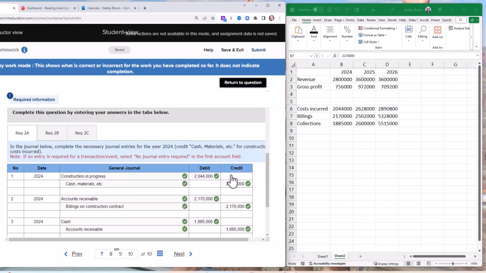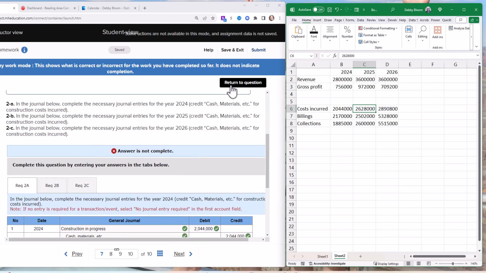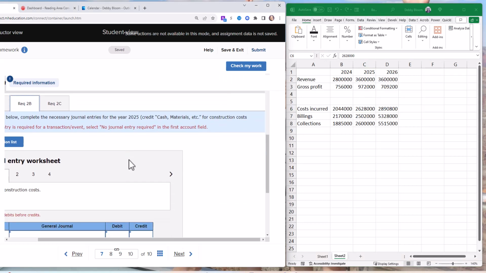So now we just have to repeat the same exact journal entries. So construction in progress, cash, materials for the $2,628,000 for 2025. Accounts receivable and billings would be the $2,502,000. Cash and accounts receivable, $2,600,000. And then we have our profit, we have our revenue, and we have our cost of construction. So let's return to the question, and let's move on to requirement 2B.